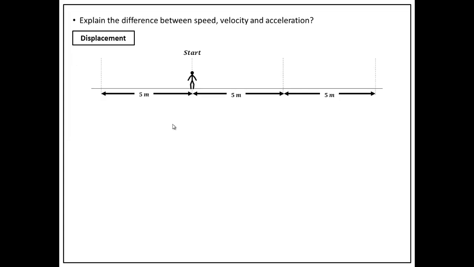Next we look at velocity, but before I talk about velocity we need to understand the term displacement as we define velocity in terms of displacement. Displacement is defined as a measurement of distance from a specific point, and therefore it needs a direction and is a vector quantity.